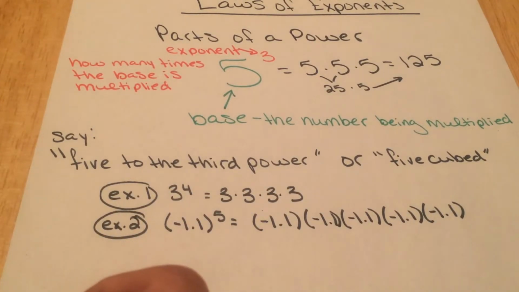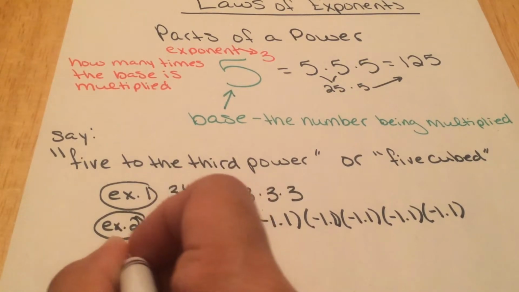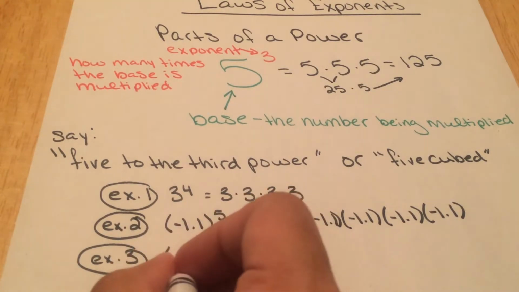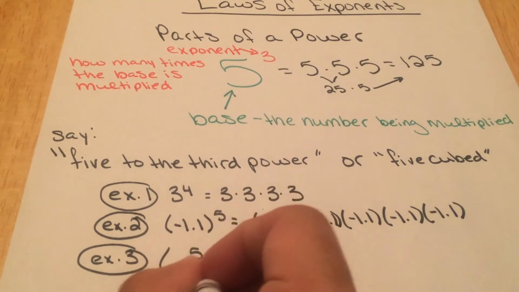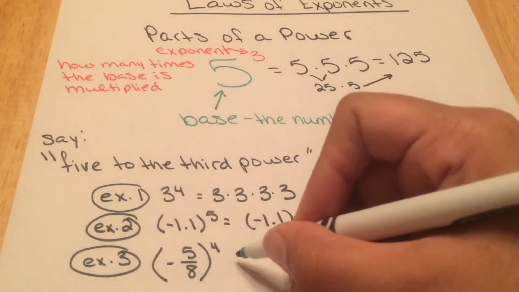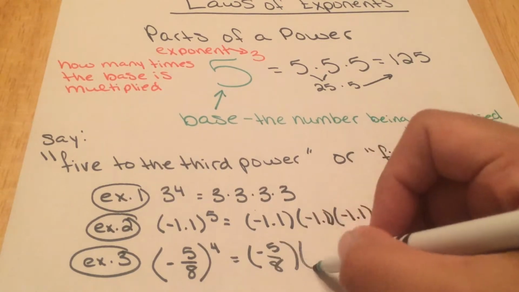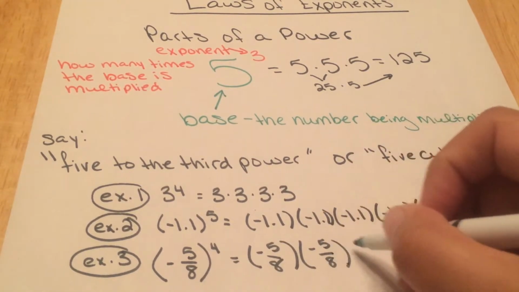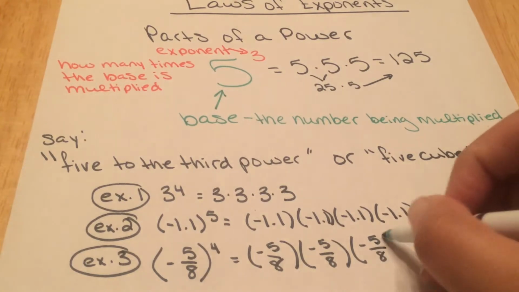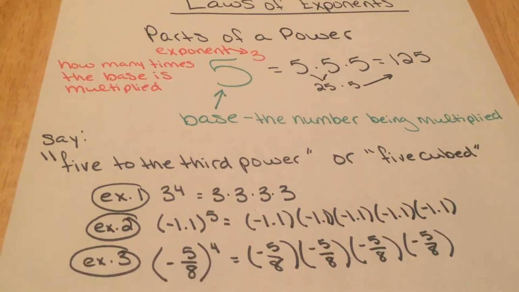Now the next one is going to be a little bit tricky. A lot of people question what happens when we have a negative with an exponent. I'm going to have (-5/8) to the fourth. So this is going to be a fraction. When we look at this, we have to know that this means -5/8 times -5/8 times -5/8 times -5/8. So we have that -5/8 4 times.